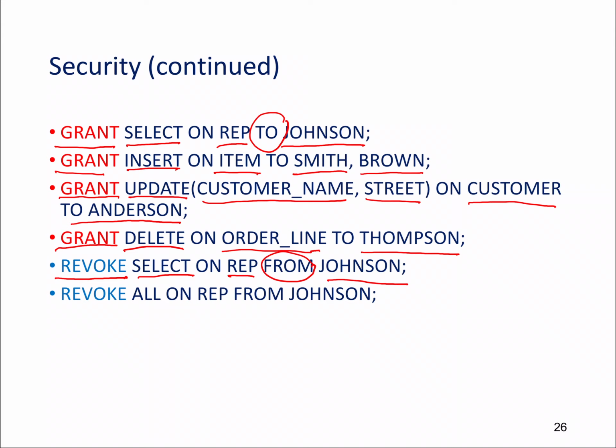And the last command is very useful. Sometimes if you have granted a user many different privileges on the table, you don't remember all of them. So in Oracle SQL we provide a command so we can revoke all. That means all the privileges will be revoked on the table rep from user Johnson. So this is very useful if the user no longer needs any privilege on the table.